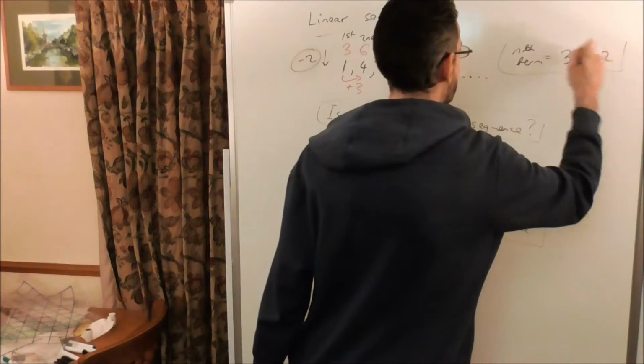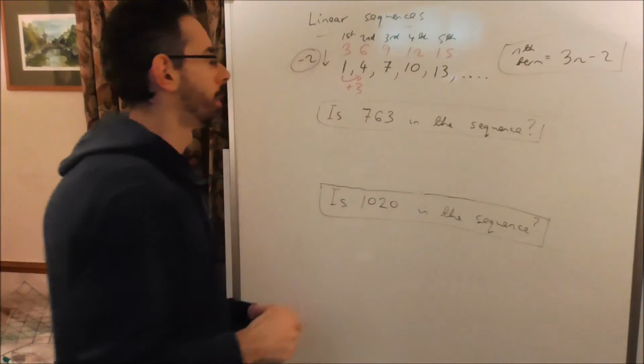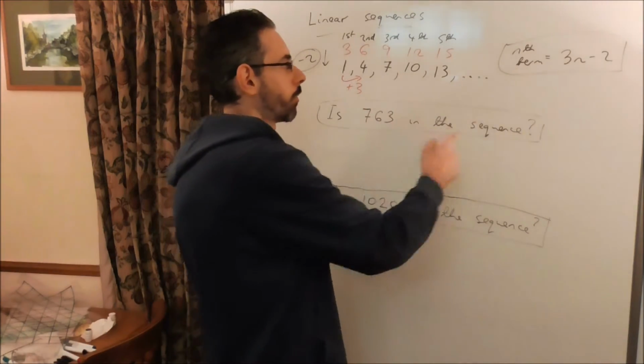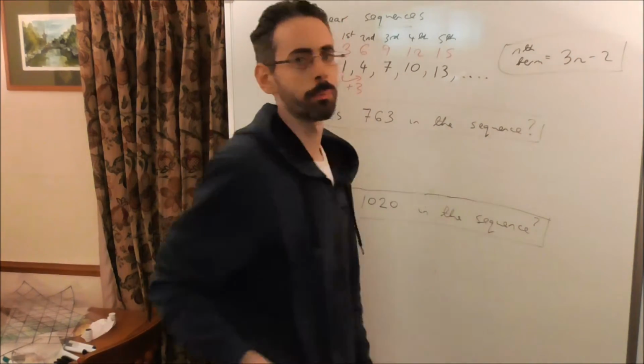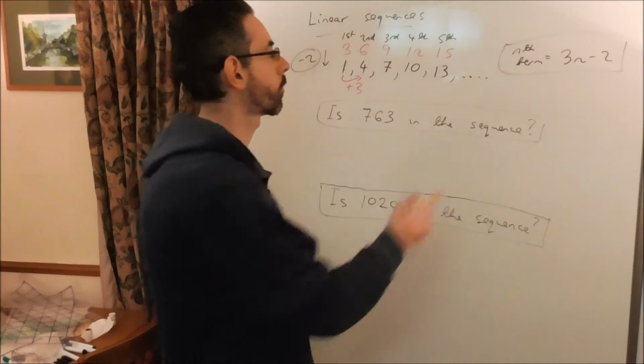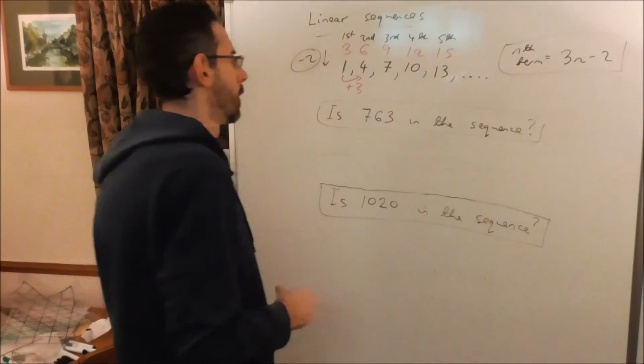3n minus 2. So for example, the 10th term of the sequence is just 3 times 10 minus 2. Or the 50th term of the sequence is just 3 times 50 minus 2.